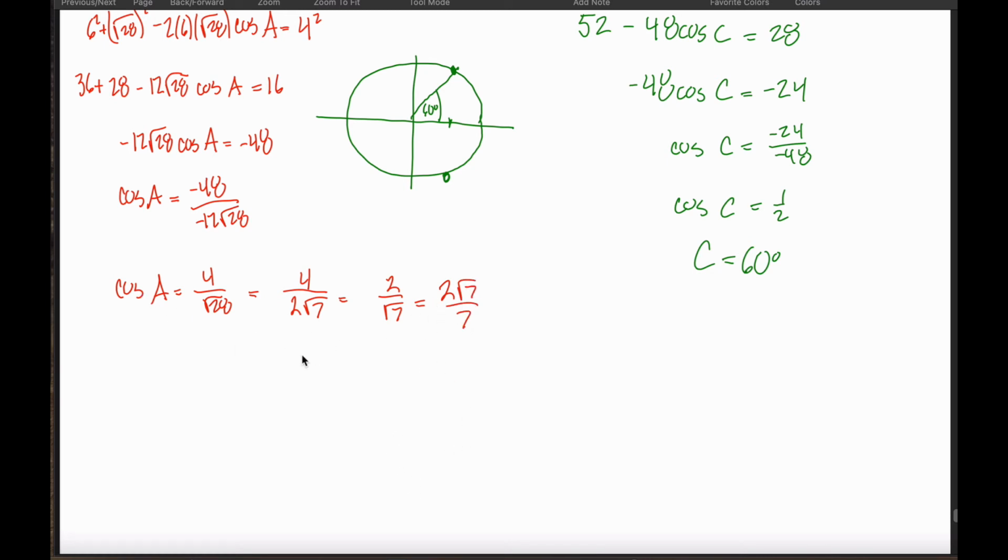So that's my answer. Now you're trying to figure out capital A. Capital A is going to be the arc cosine of that thing, 2 root 7 divided by 7. And you're like, ooh, I'm a little bit uncomfortable with that.